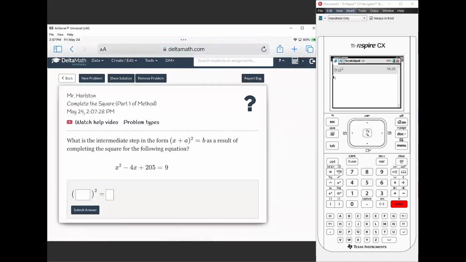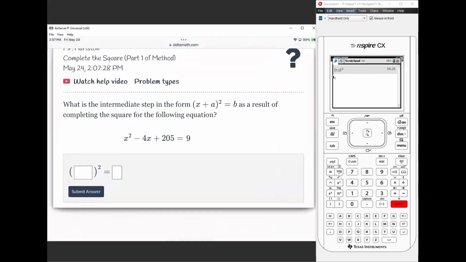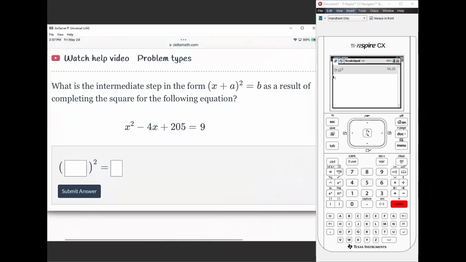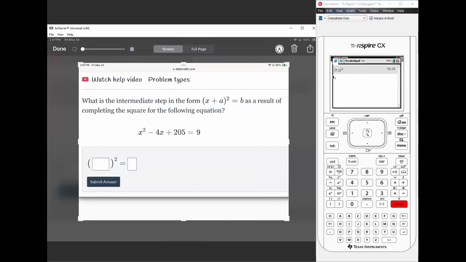All right, so here it is. What we're going to be doing for this one is we're going to add the term to make a perfect square, and then we're going to get all the constants on one side, and then we're going to factor it. All right, so let me show you what we're doing. Let me take a picture. Got it.